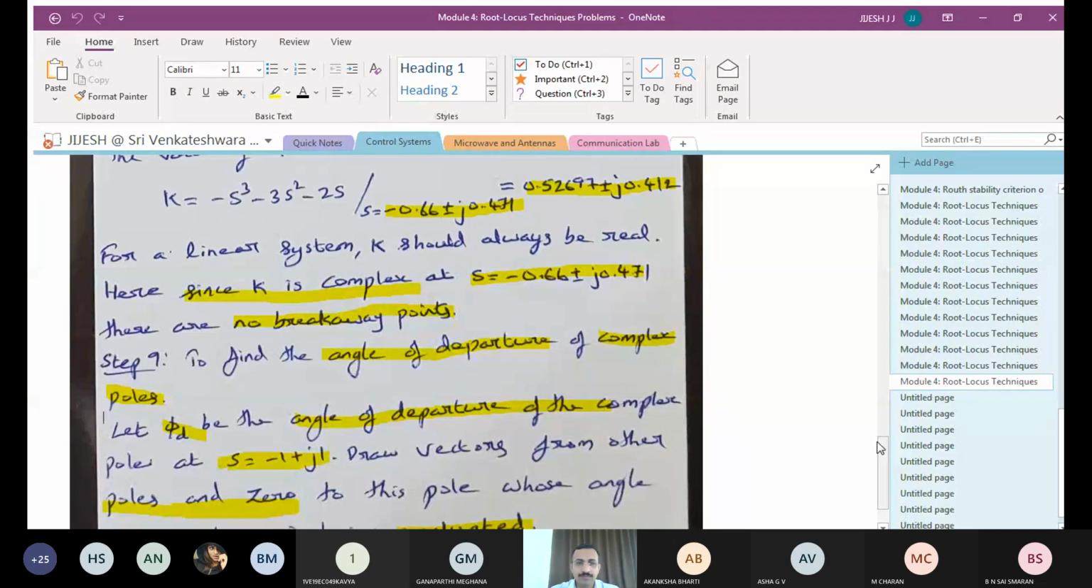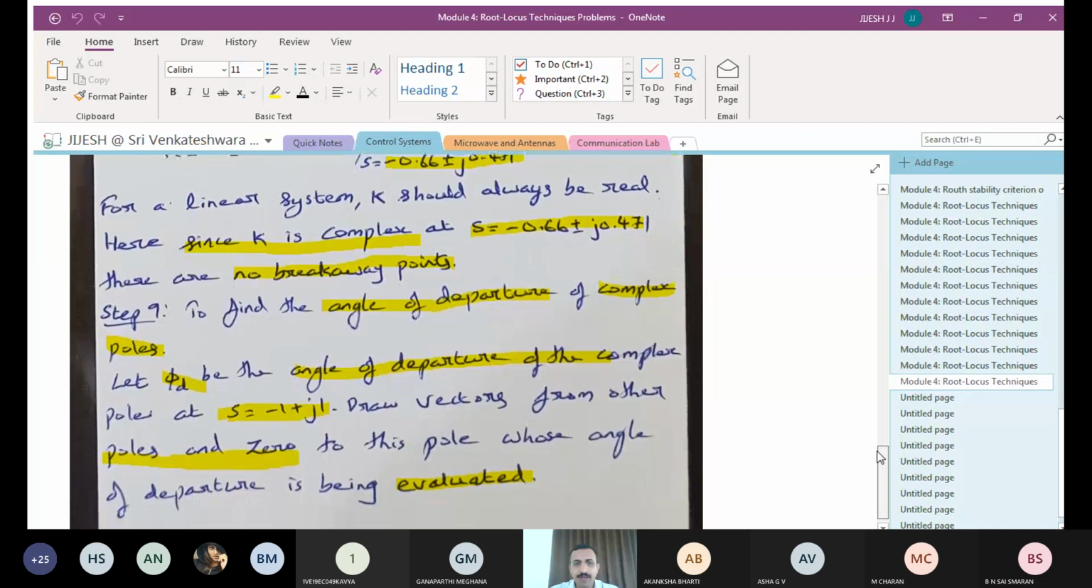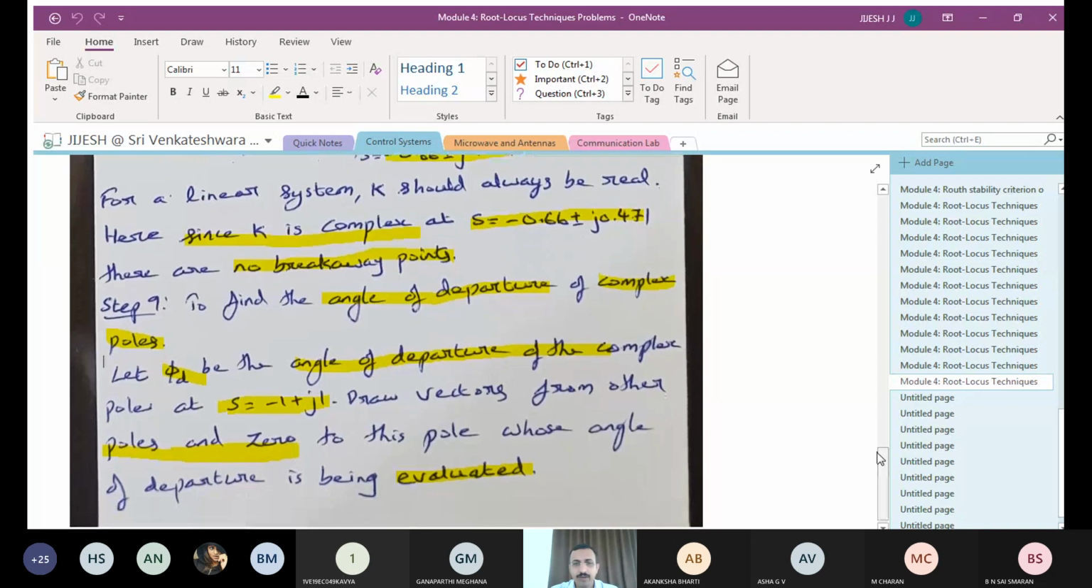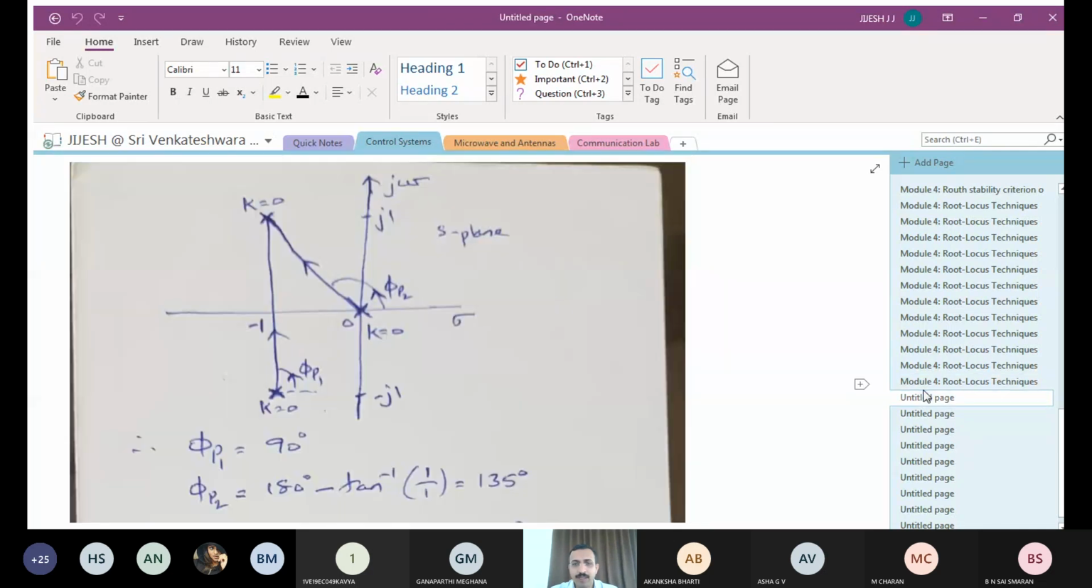Since k is complex, you can say that s is equal to minus 0.66 plus or minus j 0.47. There are no breakaway points. As well as step 9, we are going to find the angle of departure, so we have to find phi d, and also we have taken the pole minus 1 plus j1. So this is what we did in the previous class. We have to continue that.